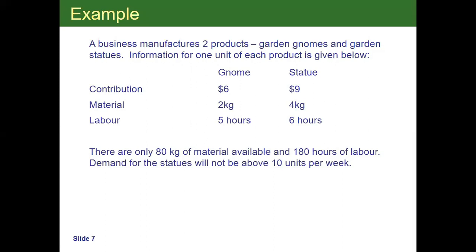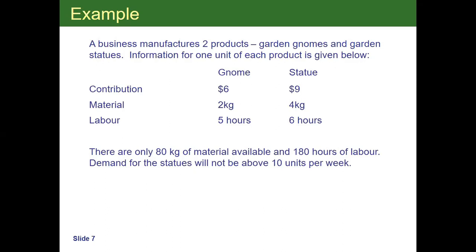So we'll start with one example. It says that a business manufactures two products, garden gnomes and garden statues. Information for 1 unit of each product is given below. Contribution from gnome and statue. So you have $6 contribution from gnome, which means sales price minus variable cost. Contribution is $6. For statue, it is $9. Material you use 2 kilogram in gnome and 4 in statue. Labor 5 hours and 6 hours.